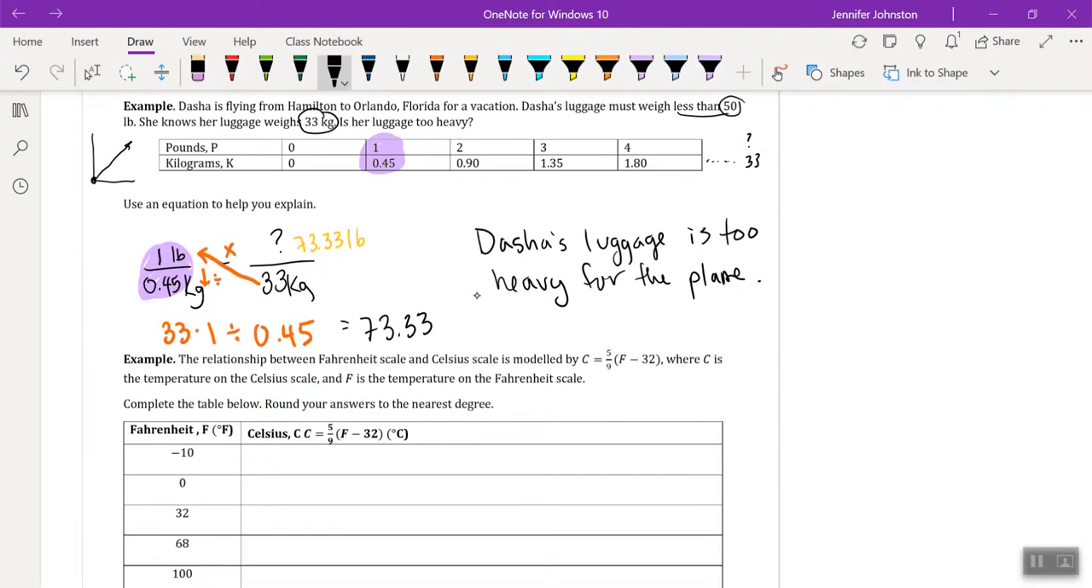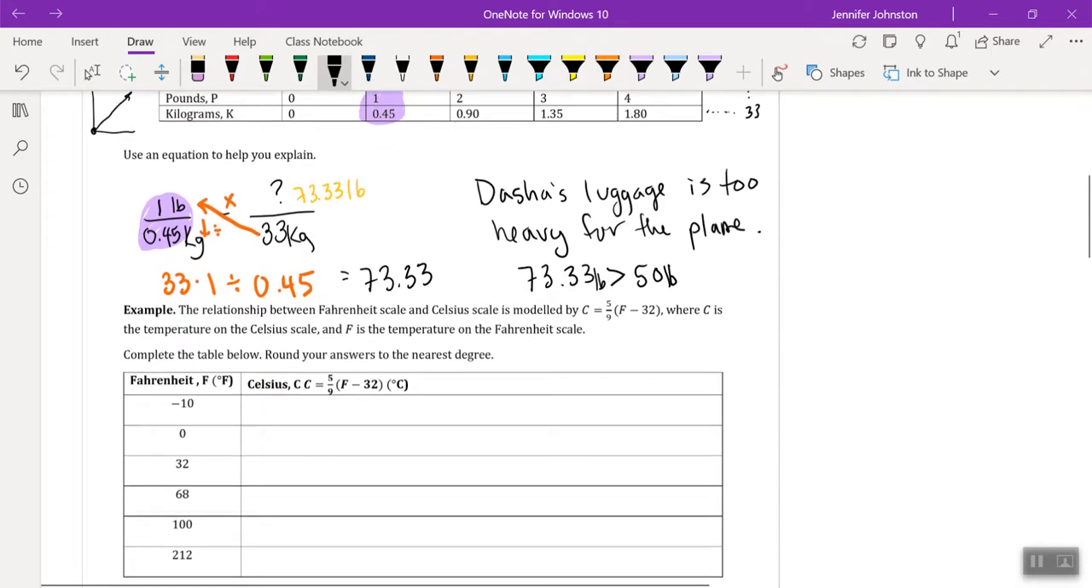All right, you can even specify like this: 73.33 is greater than 50 pounds. There we go.